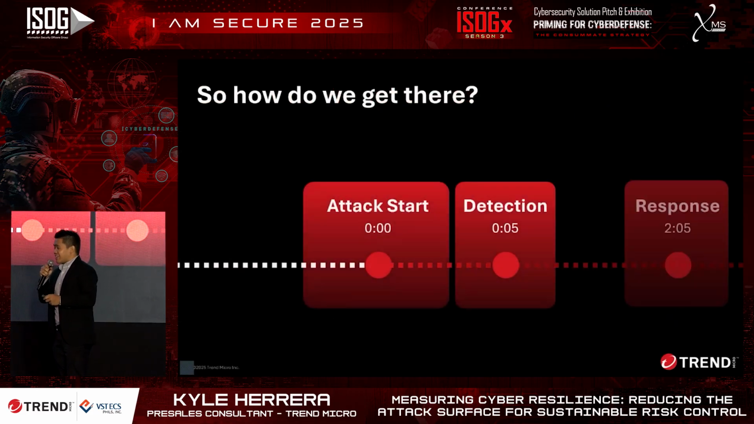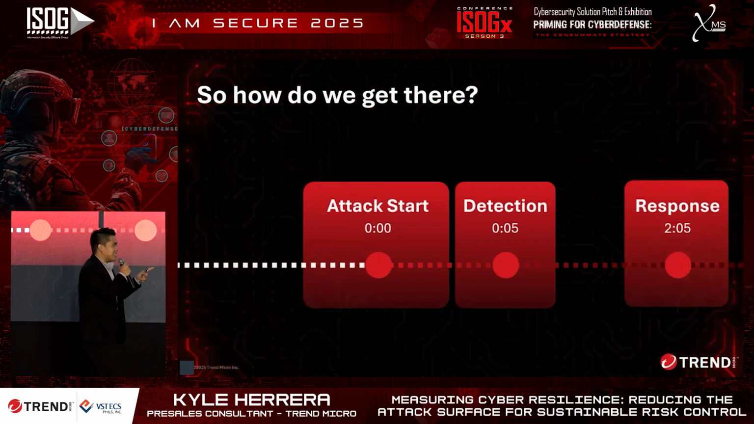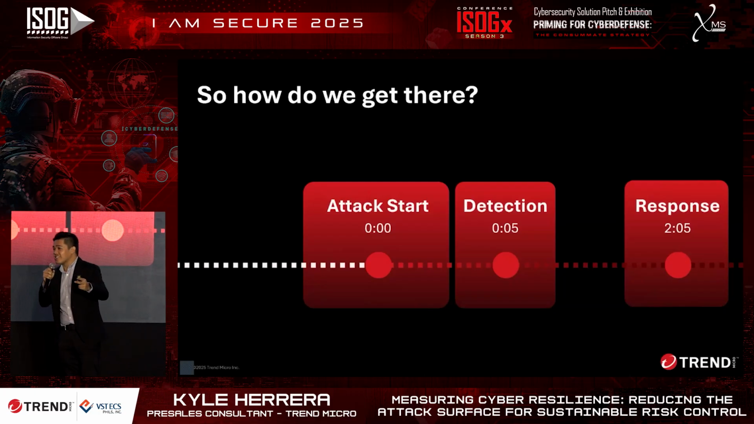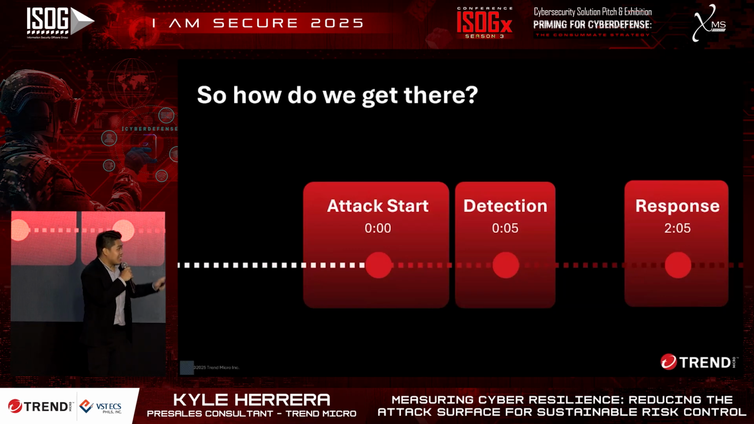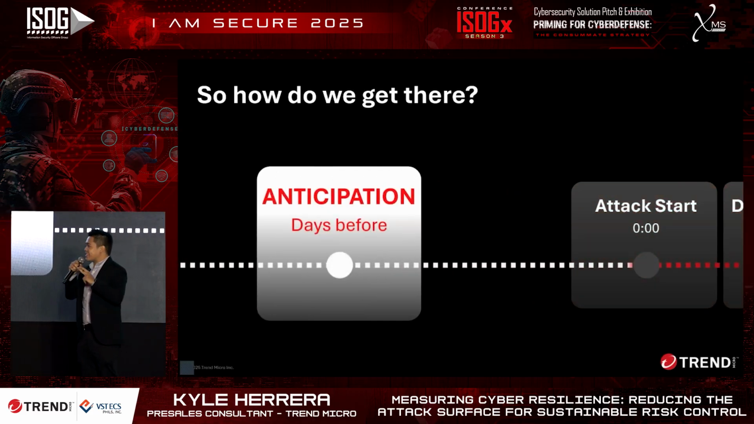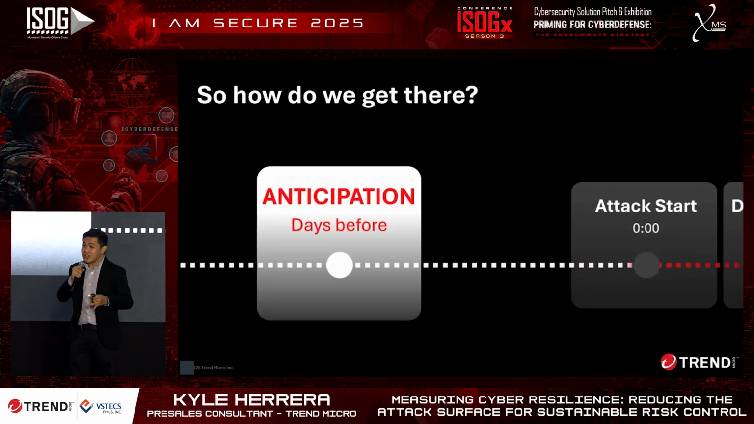So how do we get there? For security teams and analysts, we're familiar with this. You look at the attack, there's a detection by the product, there's a detection by the teams, and after that, you create your respective response. So that's the current timeline. Why don't we backtrack a bit? Once we backtrack, that's anticipation. You anticipate, and that can happen days, weeks, or months before an attack because you would properly plan out preventing this from happening.